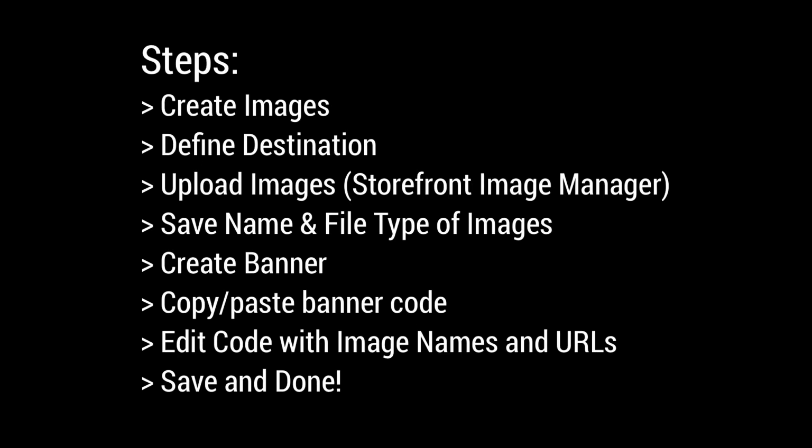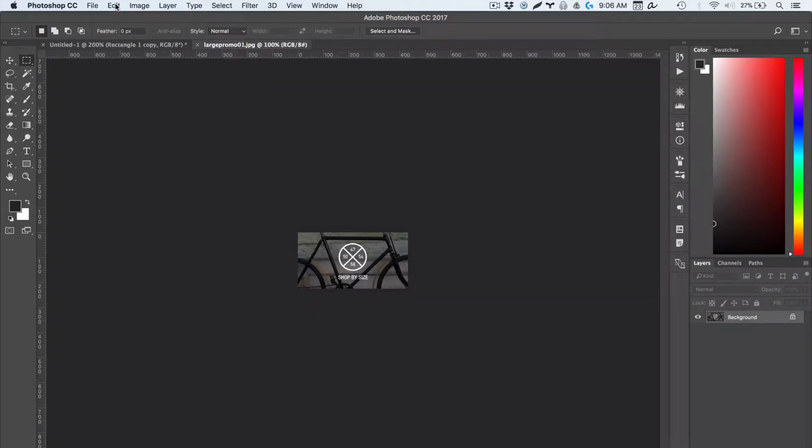From there, you'll find the actual banner code within our support site. You'll copy and paste that code into your banner, and you'll edit it and put in your image file names and file types, as well as where those images are going to link. Final step is to save, and then you're done. So let's get started. So first step is to create our images.